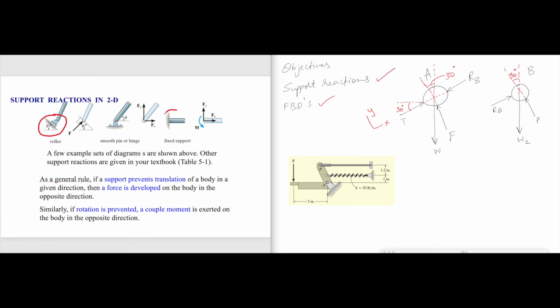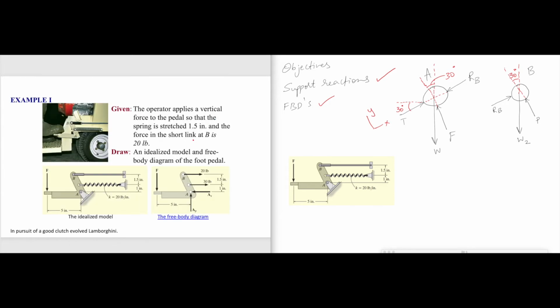Look at this case here. In this case, it's a fixed support. That means it is not free to move along x, not free to move along y. Also, it is not free to rotate, so we should also give a moment reaction. So this is a fixed support. This is a smooth pin support, or we can also treat it as a hinge support when we see a 3D problem. This is a roller support. So with this background, we should be able to apply our skills to a problem that is shown here.